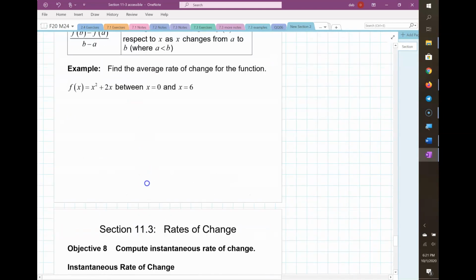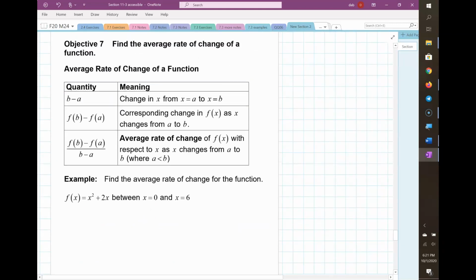Okay, so we're almost to the calculus part. One more preliminary step. We need to be able to find the average rate of change of a function if all we're given is the equation of the function. So we were looking at graphs first. Now we're looking at equations of functions.